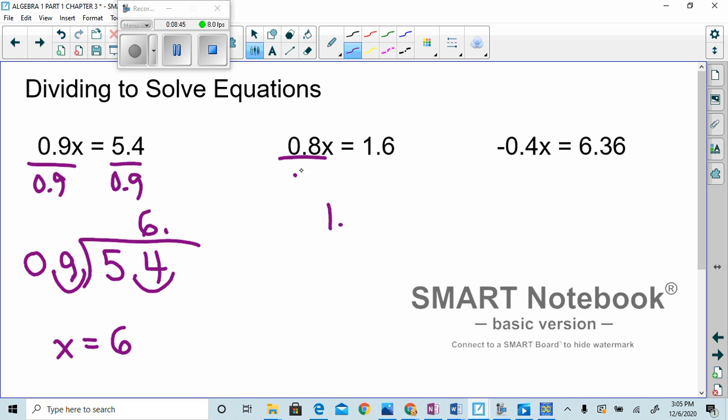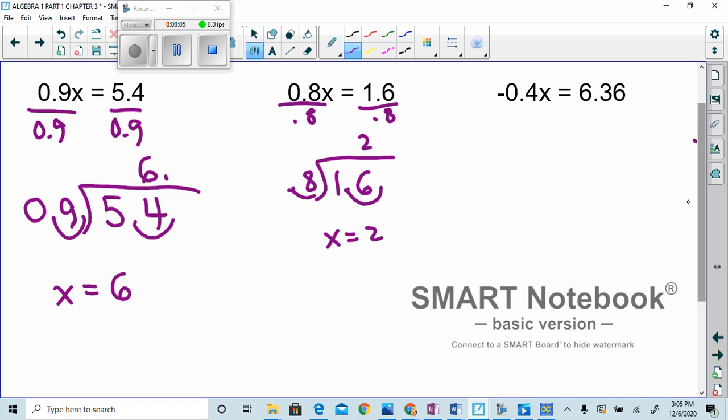Let's divide both sides by 8 tenths. So if I'm going to take that 1 and 6 tenths and divide by 8 tenths, it just so happens that this again comes out to a whole number. And let's do one more. Final problem of the day, 6 and 36 hundredths divided by a negative 4 tenths.